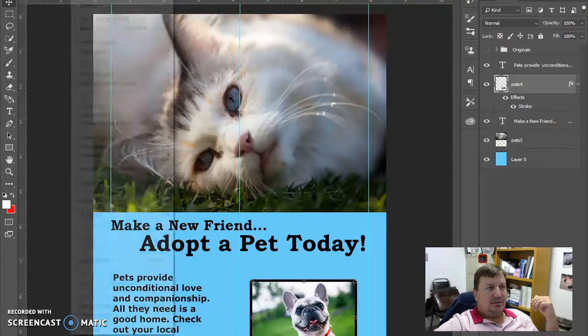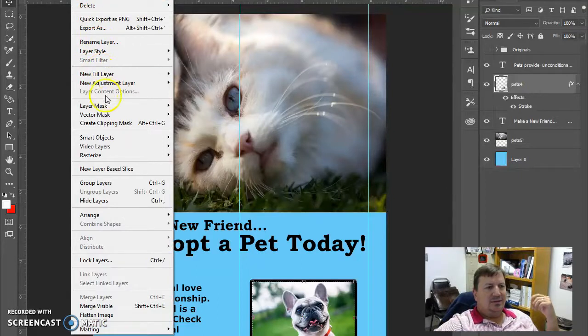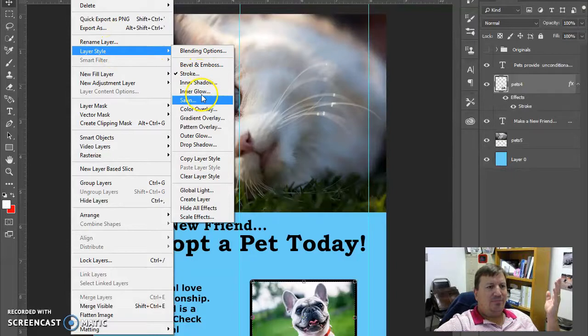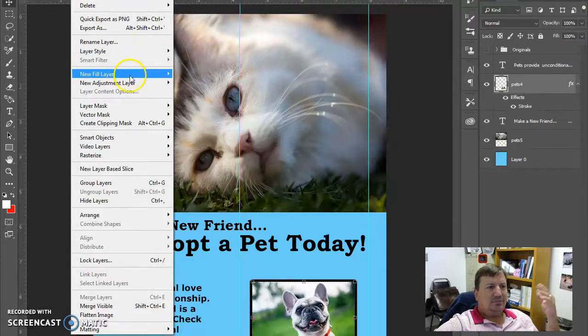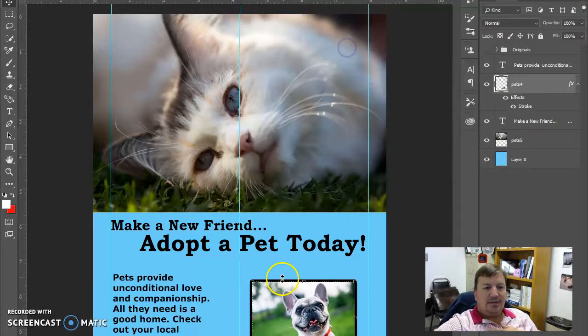I already forgot it. It's the layer. It doesn't seem to make sense. Layer style. I don't remember it from the project. Whatever. I figured it out, and there it is.